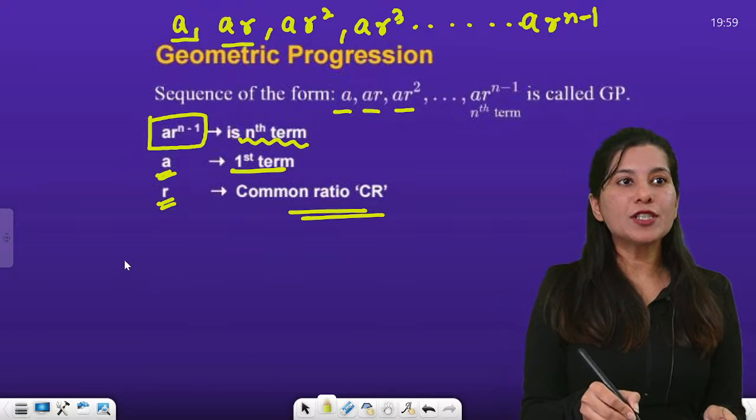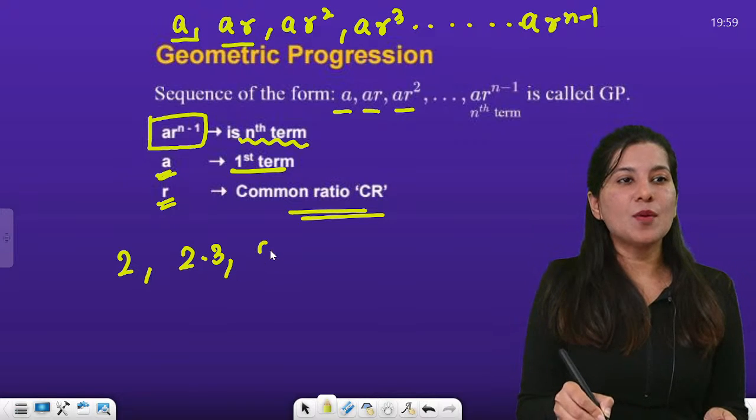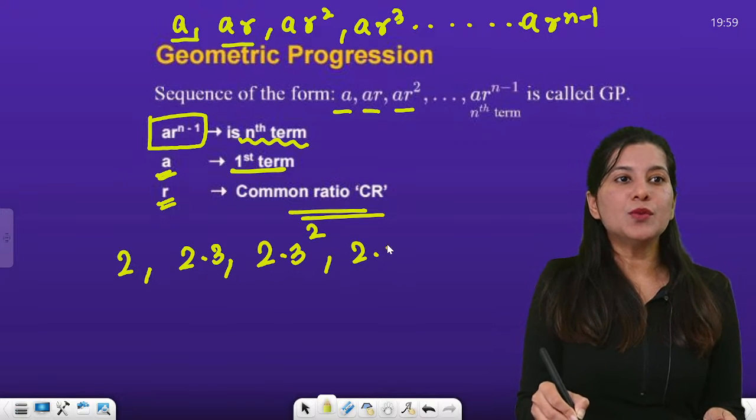How does your geometric progression look like? So suppose 2, 2 times 3, 2 times 3 square, 2 times 3 cube.